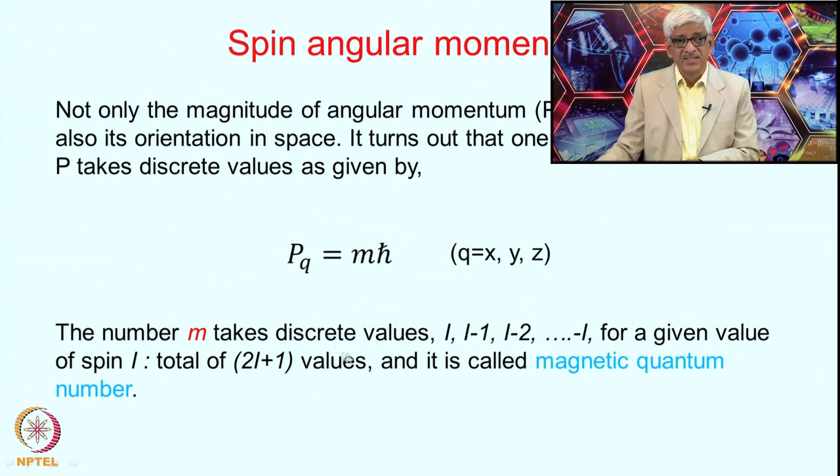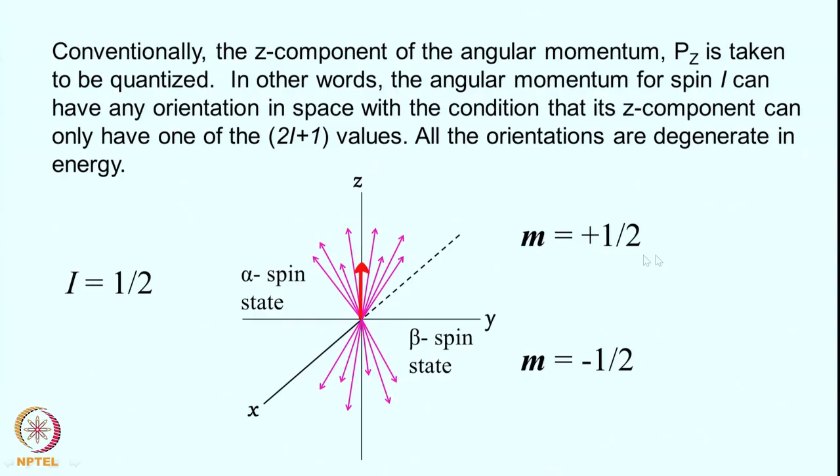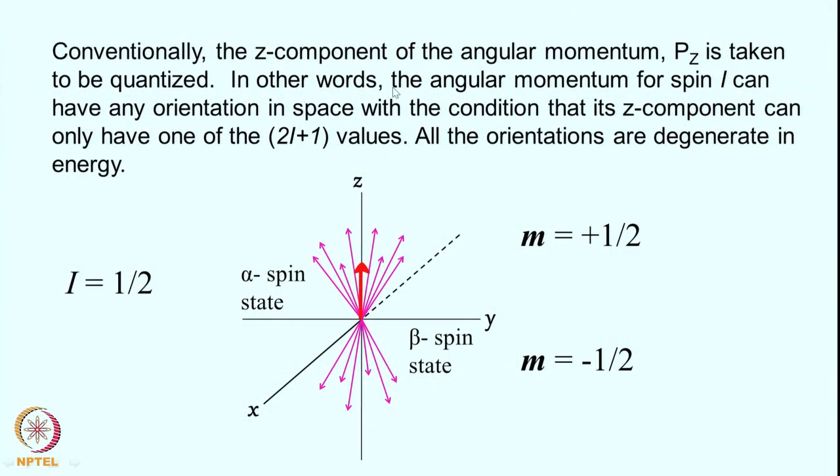The number m takes discrete values I, I minus 1, I minus 2 up to minus I for a given value of spin I. That means there will be a total of 2I plus 1 values, and this number m is called the magnetic quantum number, and sometimes it is also called the azimuthal quantum number. What does it mean? Conventionally, the z component of the angular momentum pz is taken to be quantized. We could have chosen other ones also, but it has been a convention to use the z component as the one which is quantized, and therefore we always say the Z component takes only some discrete values.